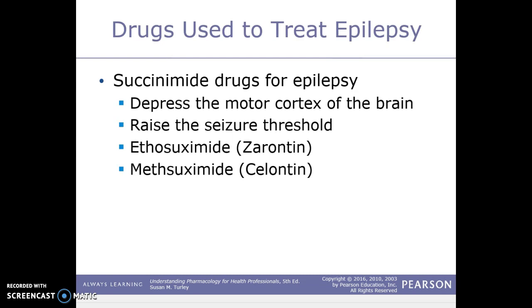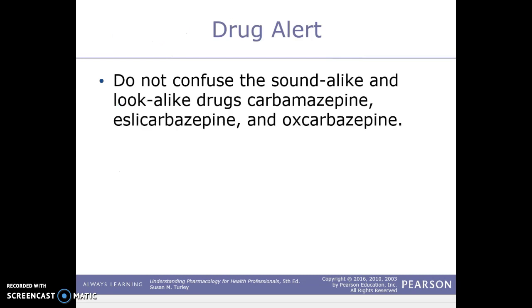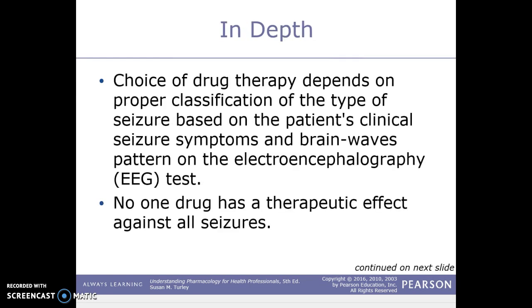A big point here is to make sure that you don't get these look-alike, sound-alike drugs confused. Some of them are used for epilepsy, some of them are used for other things. Ultimately, the choice of therapy is going to differ depending on where the seizure is originating from. What does the EEG tell us, and what does the doctor recommend? The next category that you're going to be looking at is drugs that are used to treat Parkinson's.